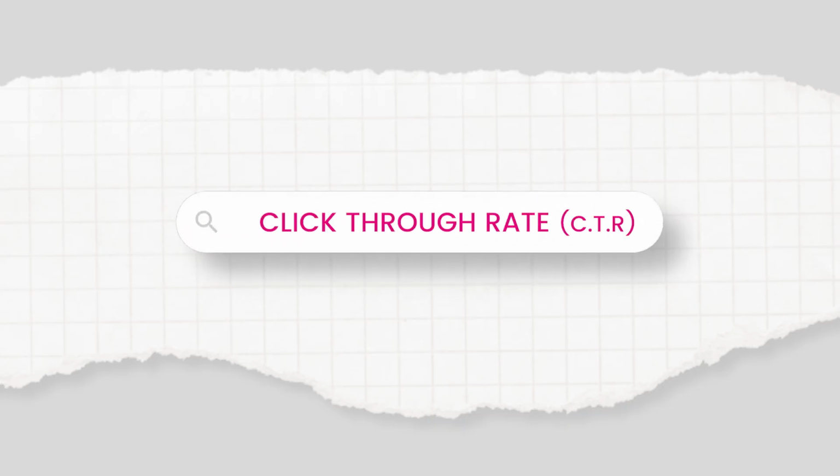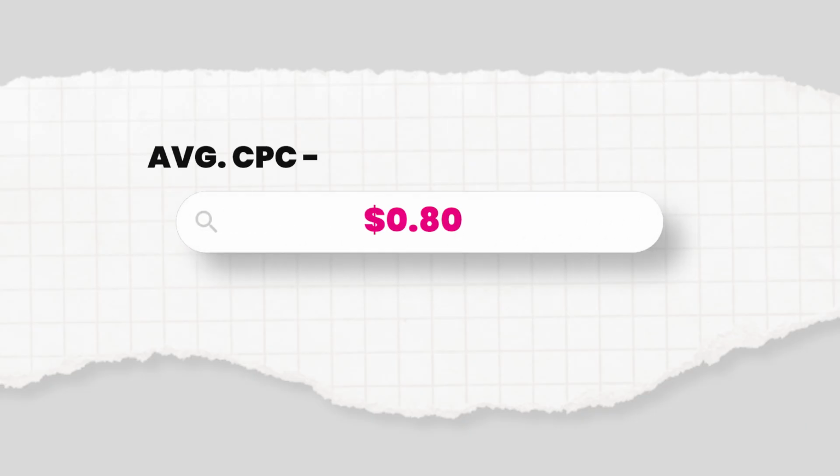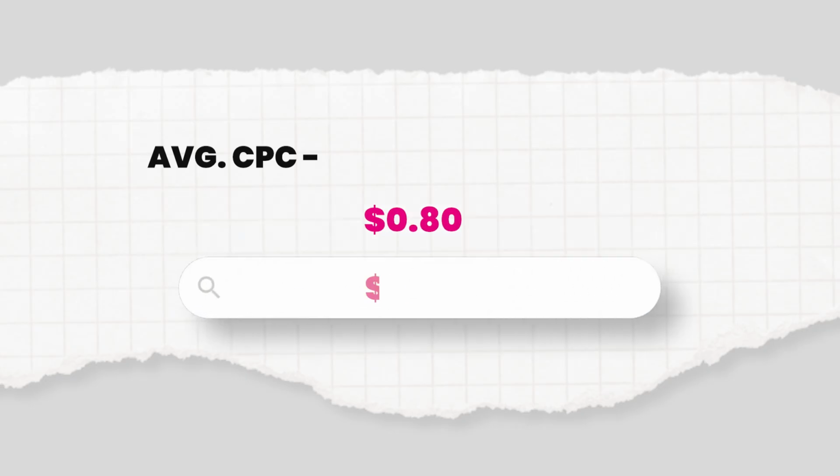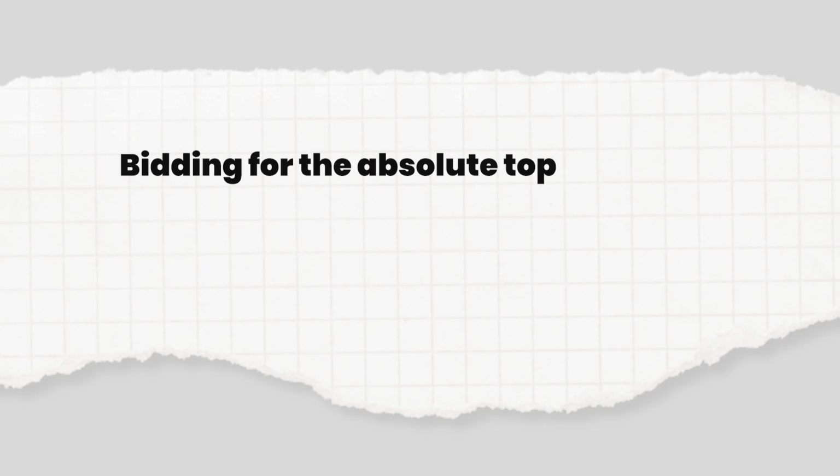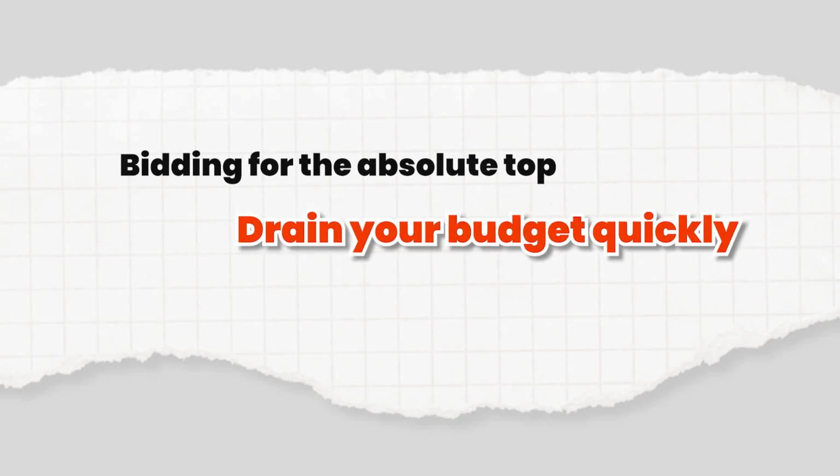Your position strongly affects click-through rate, CTR, which directly influences your quality score. Your dashboard might show an average CPC of $1.50, but that's only an average. In reality, auctions fluctuate. Some clicks might cost $0.80, while others spike to $3.50 when competition is high. If you bid too close to the average, you only enter auctions when competition is low, missing high-intent searches. But bidding for the absolute top all day can drain your budget quickly.